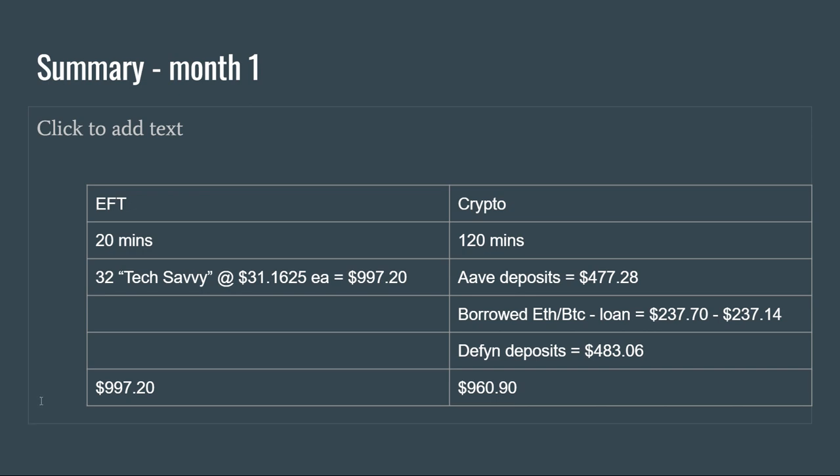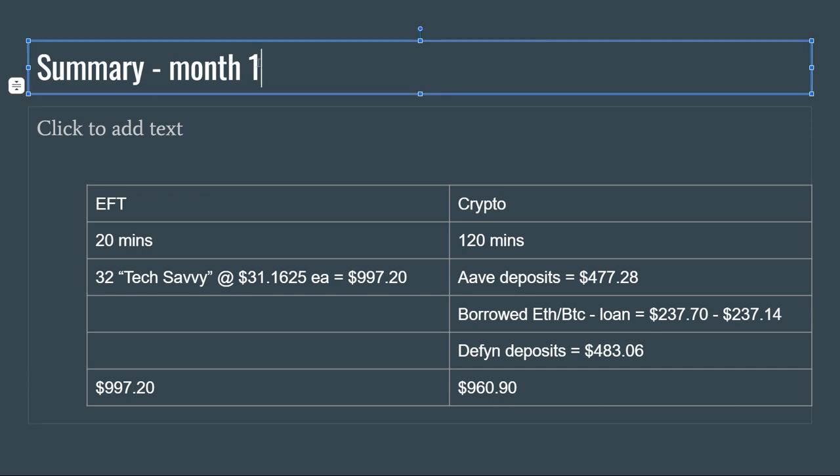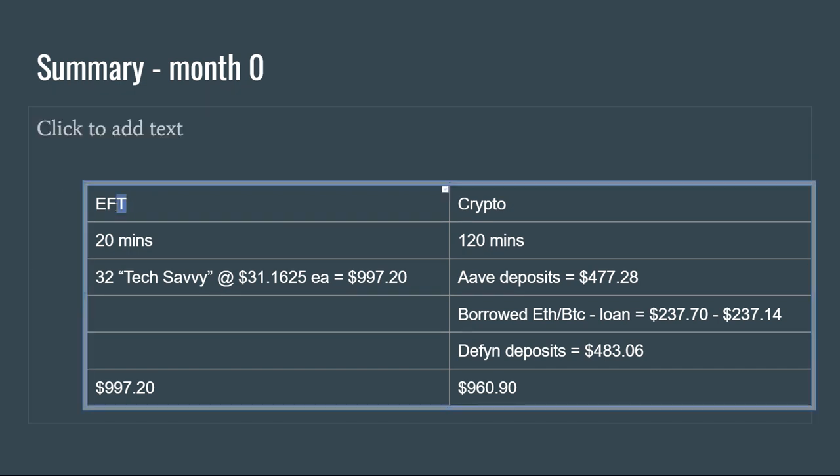So finally, just as a summary of month 0: exchange traded funds took me not very long, 20 minutes. It was very easy to purchase 32 shares or 32 units of the Tech Savvy Exchange Traded Fund, and I've got a total value of $997.20 after a $2 transaction fee.